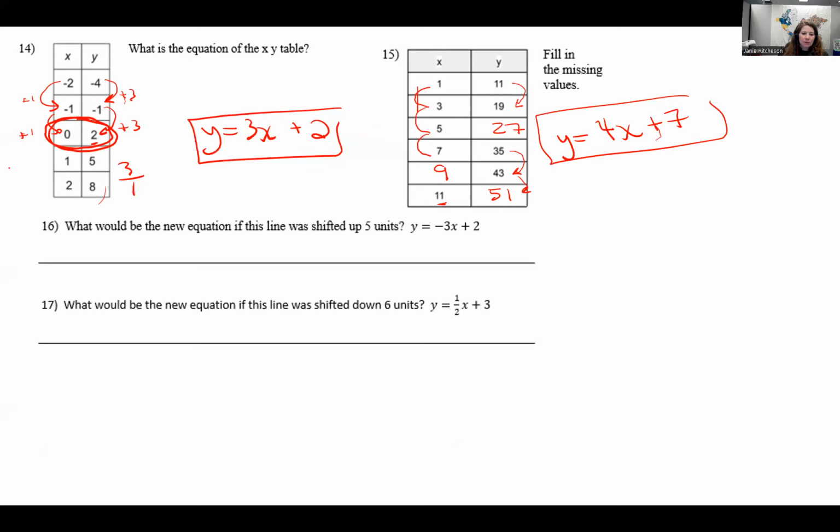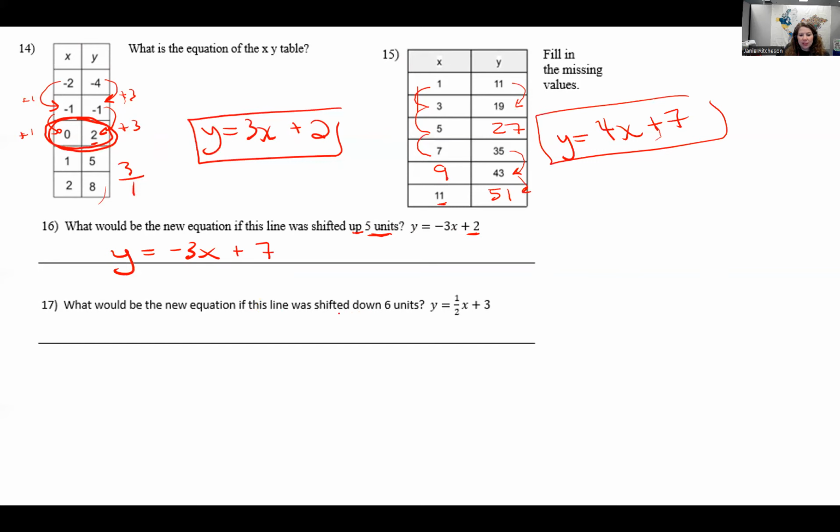Number 16, what would be the new equation if this line was shifted up 5 units? So remember, shifting up and down only affects the y-intercept. It does not affect the slope. So our slope stays the same. We're going to increase plus 2 by 5 because we're going up 5. So 5 plus 2 is 7.